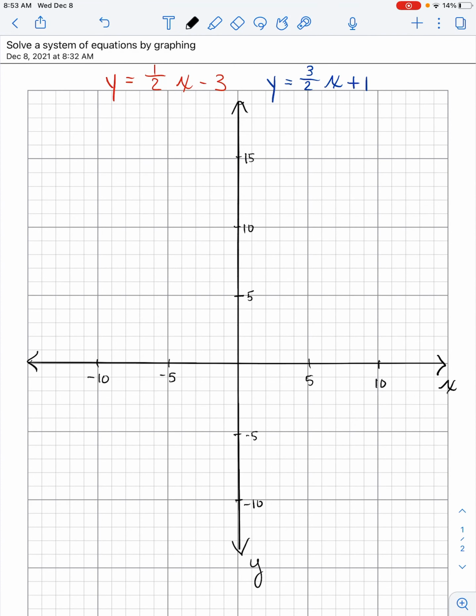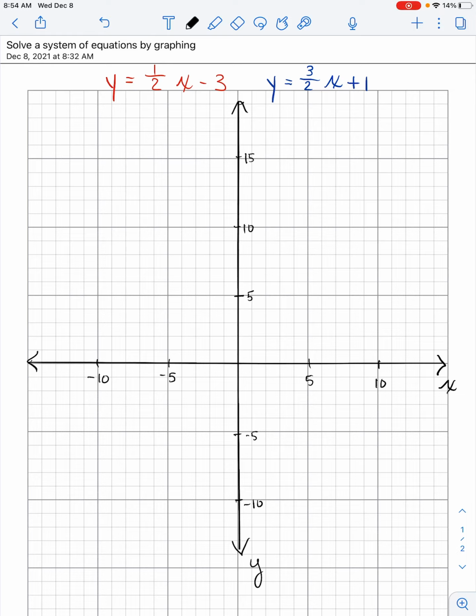There are many different ways to solve systems of equations. In this video, we're going to do one of my favorites, which is solving systems of equations using graphing. So we have two equations here, y equals 1/2 x minus 3, and y equals 3/2 x plus 1.